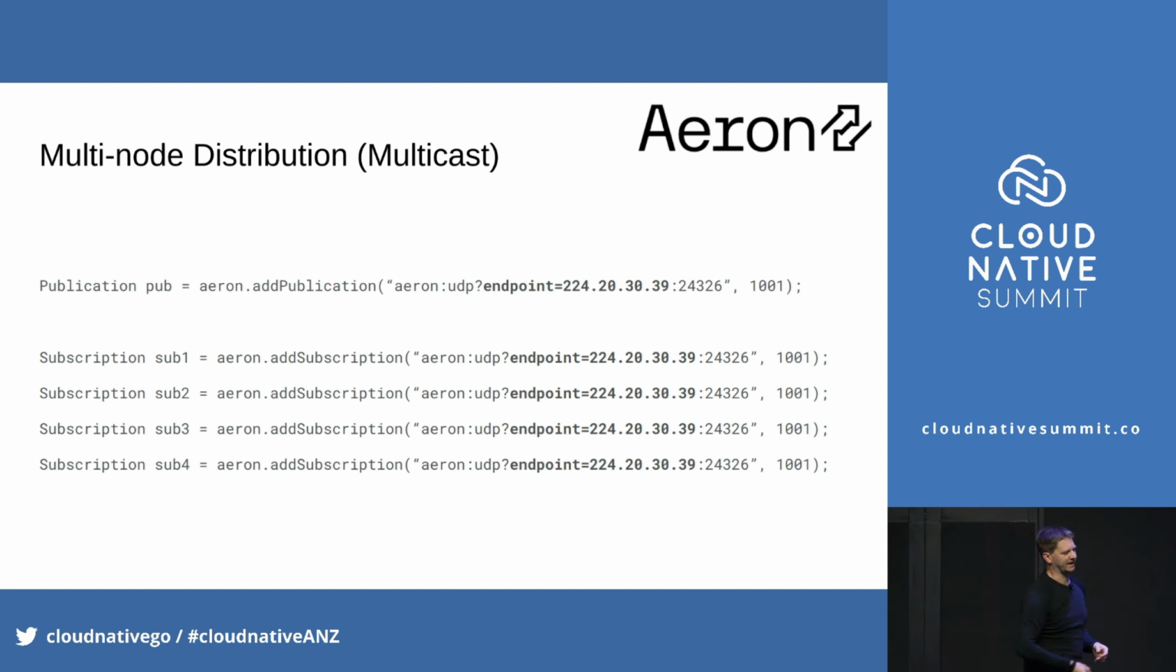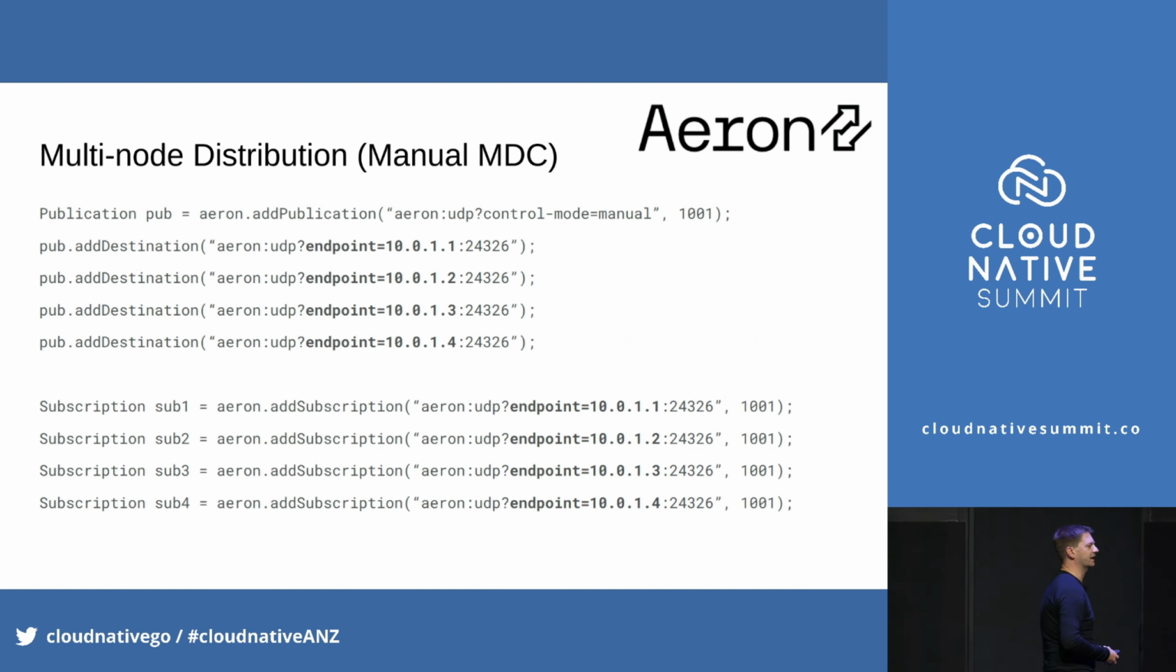So this is how we do it in Aeron. We have the concept of a publication and a subscription, so that's our sender and receiver. And we use a URI where we specify the endpoint where that's going. Unfortunately, none of the cloud providers provide any sort of decent multicast implementation, certainly not enough to be useful. So we had to add something else.